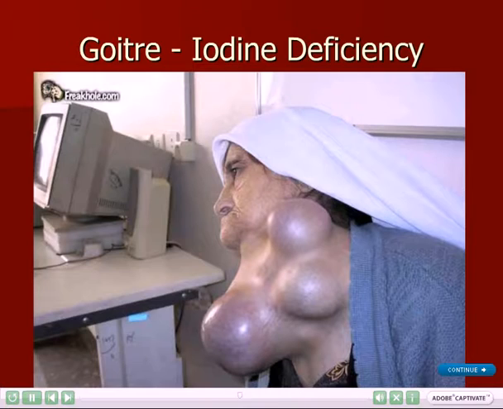A goitre is an enlargement of the thyroid gland. The thyroid gland controls how the body burns energy. Goitres are caused by a deficiency of the mineral iodine.